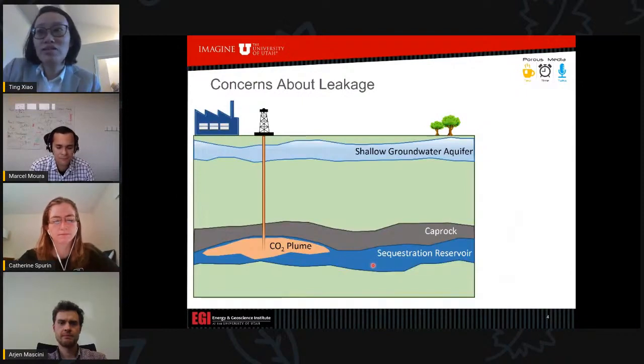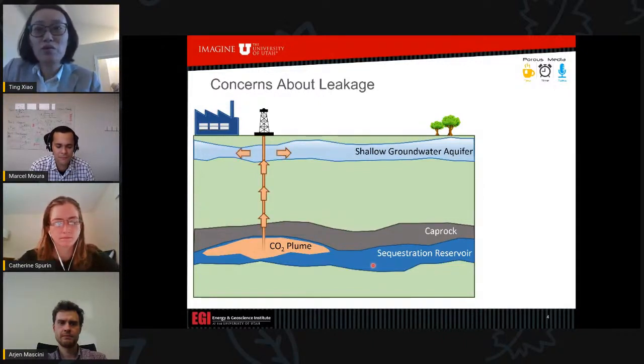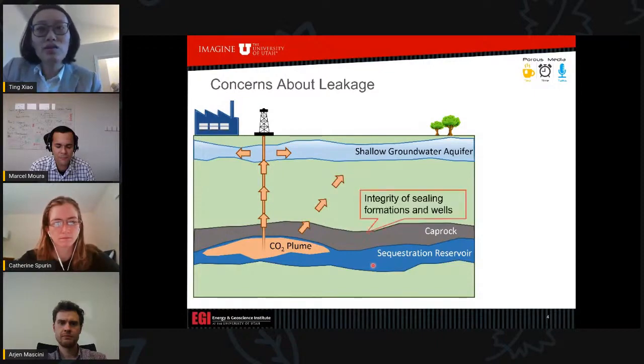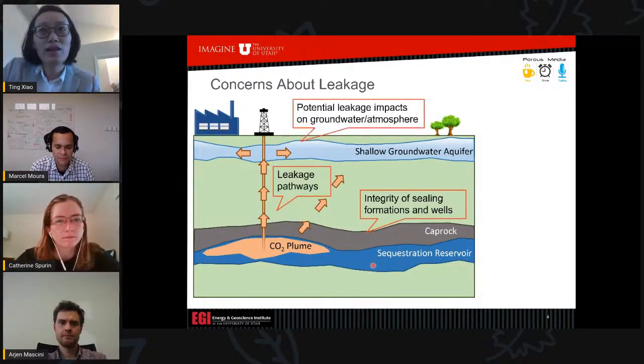One of the largest concerns of geologic sequestration is leakage. Possible leakage pathways can be through wells and or fractures and faults. It is very important for us to know more about leakage risks, including integrity of sealing formations and wells, leakage pathways, and potential leakage impacts on groundwater and or atmosphere.